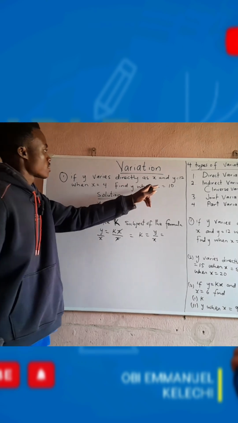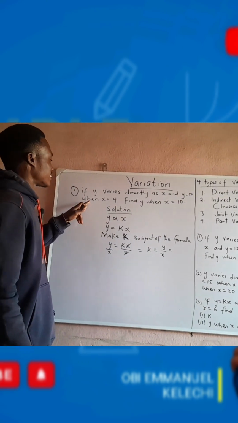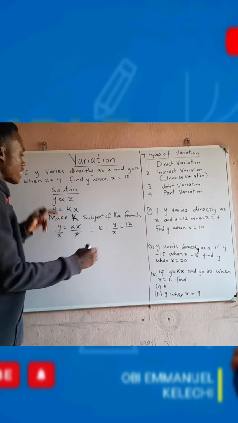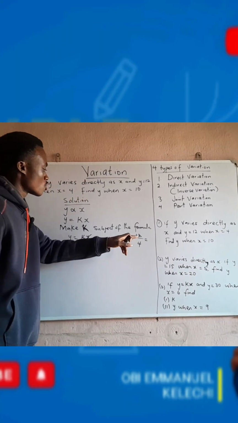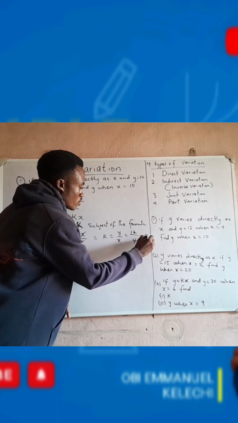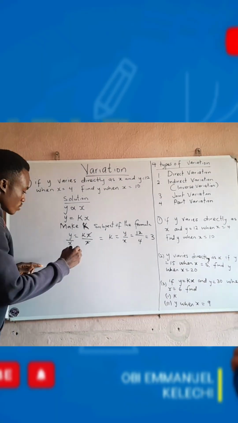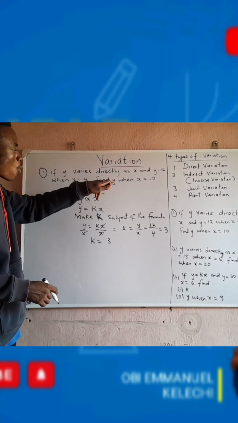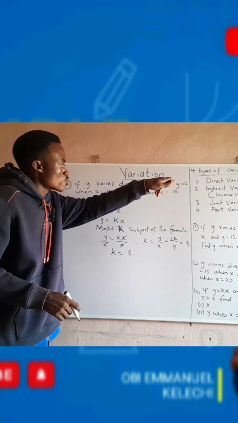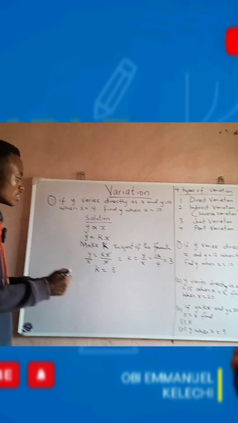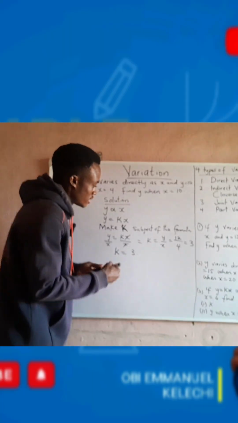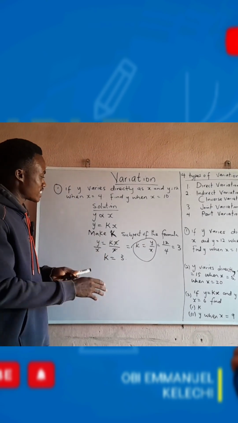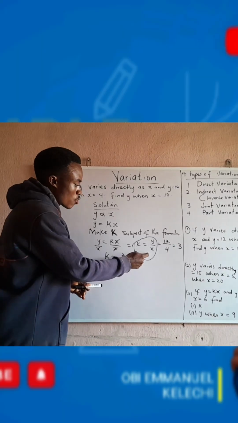And he told us that y is 12 when x is 4. So y is 12, you substitute, then x is 4. So 12 divided by 4 is going to give you 3. So now we've gotten our constant. Our constant is 3. Now the question says, find y when x is equal to 10. So this is the formula connecting x and y.